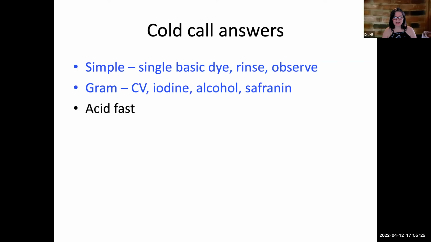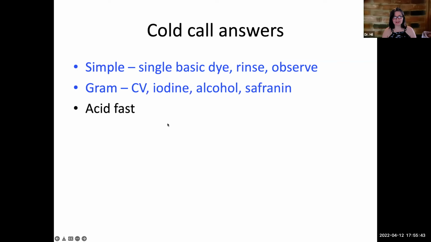There's a 3rd reagent. What order do they come in? Anyone remember any of that stuff? Yeah, Caddy says the order is carbofuscin first. Yep, that's the red dye. Acid next, acid alcohol next, and methylene blue is the 3rd step.